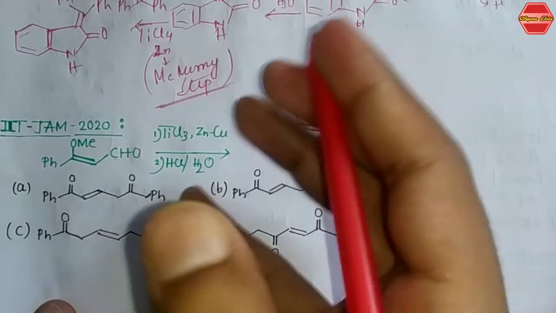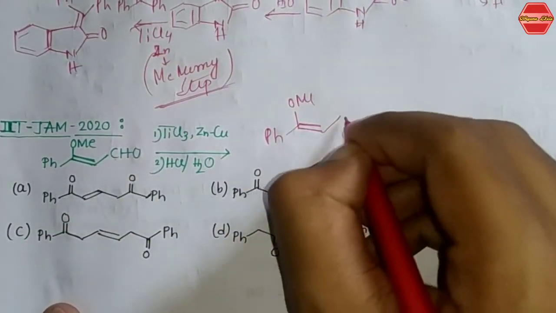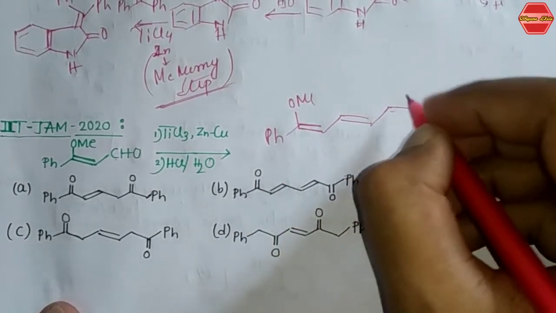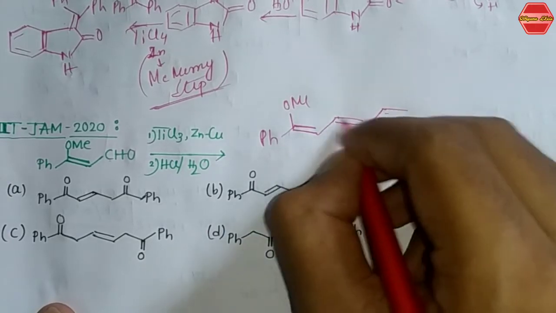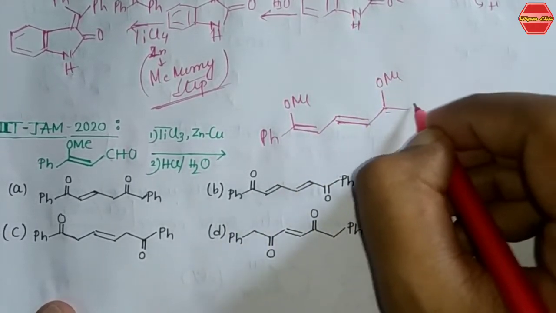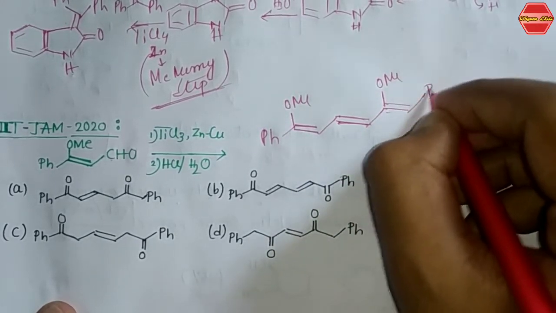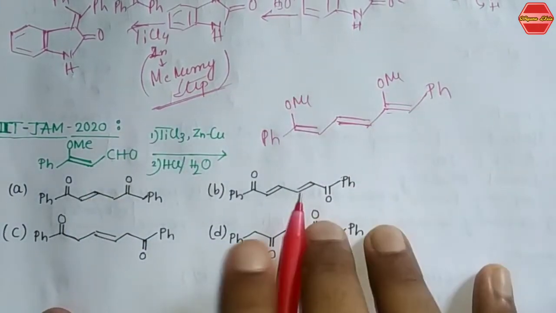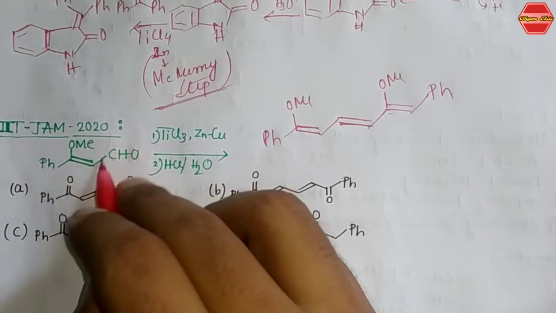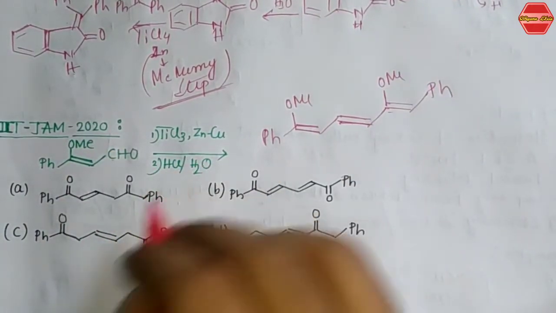You know that aldehydes can couple with each other by using McMurry reagent and form alkene. Now you know this kind of product takes place over here. That is the alkene formation that basically takes place over here. This is your OMe, and this is your double bond like this, right? So this is all about your first step, that is your McMurry coupling reaction. Now this group is intact. Now the second step that you have given is HCl water.